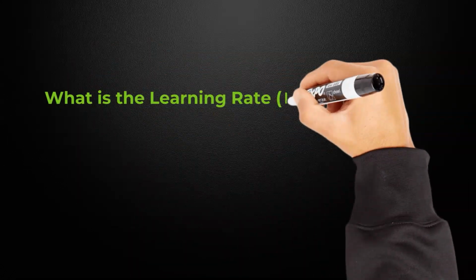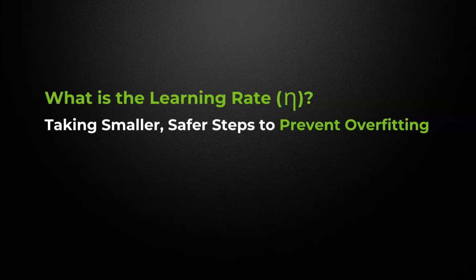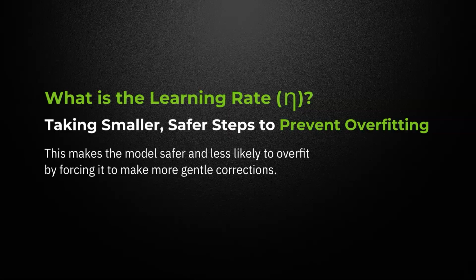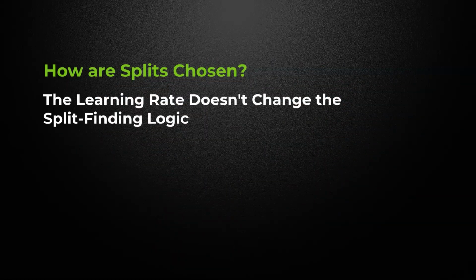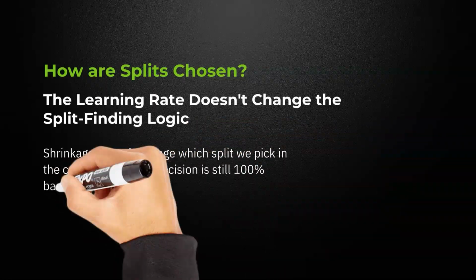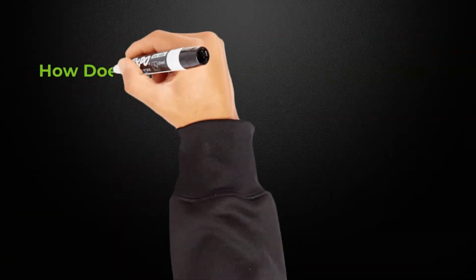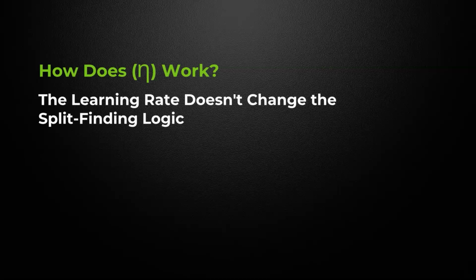So why do this? It turns out that a smaller value of learning rate means smaller steps per tree, which is safer and less likely to overfit. You can think of eta as a volume knob on how loudly each tree speaks. Shrinkage doesn't change which split we pick in the current tree. We still choose splits by gain, or sum of squared error reduction, or similarity gain. Shrinkage is applied after the tree is built, when we add its leaf values to the model.